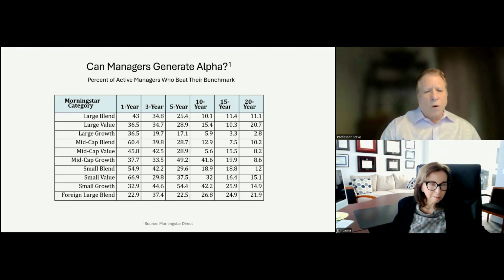Over 1 year, maybe 43% will, but through time it declines. By the time you get to 20 years, only 11% are actually beating their benchmark. Maybe in the long run, you're better off having an index fund, and we do that, and we'll talk about that a little bit more.